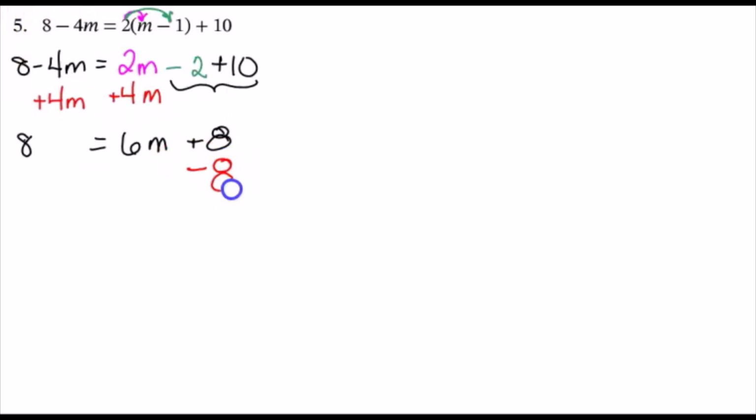Now I want to subtract the 8 from both sides. Then I get 0 is equal to 6m. Divide both sides by 6. Remember, you can divide 0 by a number, but you cannot divide by 0. Division by 0 is undefined. So this m is 0.